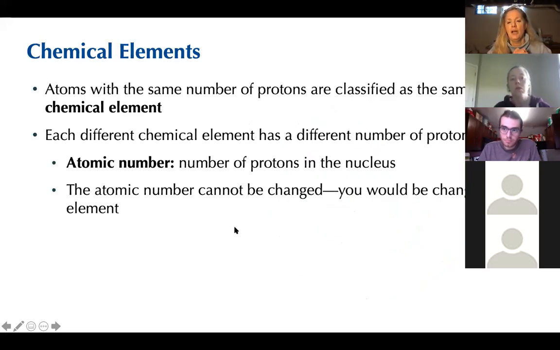Atoms that have the same number of protons are the same chemical element. So the number of protons is the only thing that determines what the chemical element is, all right? You can add in or take out neutrons, but if the protons stay the same, you've got the same element. If you've got 1 proton in there, you've got hydrogen, okay? If you've got 6 protons in there, we'll figure out what that one is too. Each different chemical element will have a different number of protons. As you go across the periodic chart, you'll add in 1 proton.